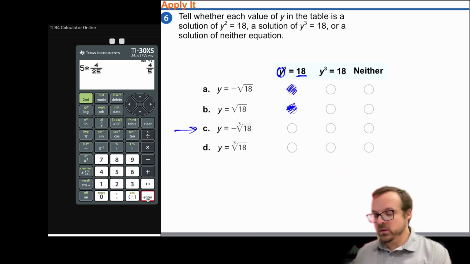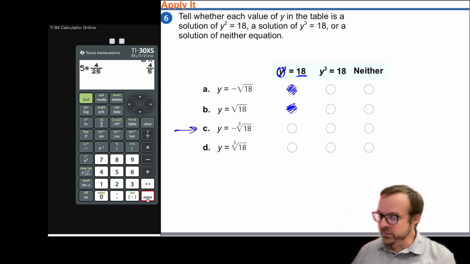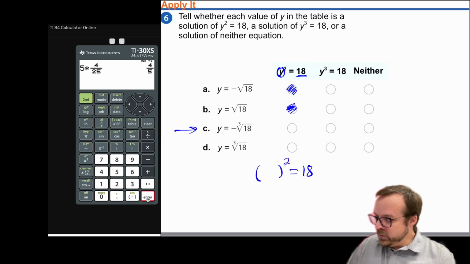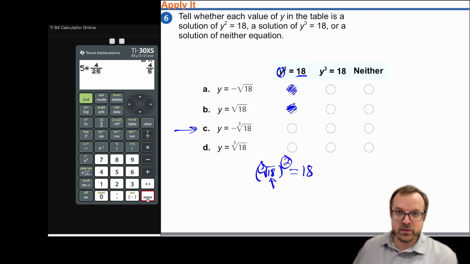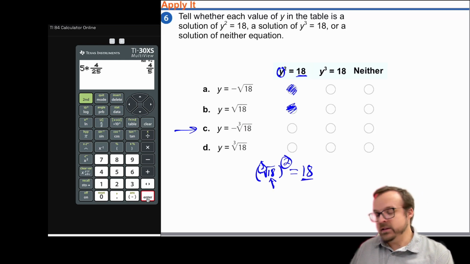What about for negative cubed root of 18? Well, for checking this first one, you're going to have a negative cubed root of 18. The square and the cube do not undo each other, right? So this is not going to work out because I can't bust this 18 out of its radical prison, okay? So this is not necessarily going to be 18. I can't see that. So we're going to move on to the next one.